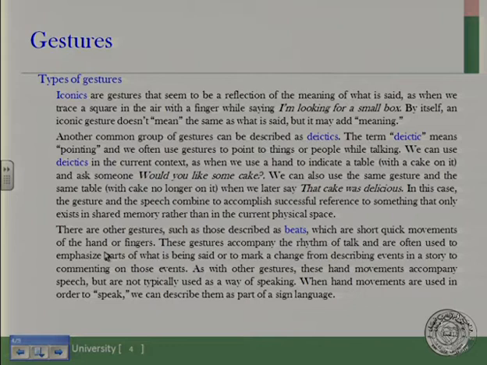Now here I'm pointing to the cake, I'm pointing to the table here. Now this kind of pointing is called a gesture. Which type of gesture? It is a deictic gesture. Now, would you like some cake?